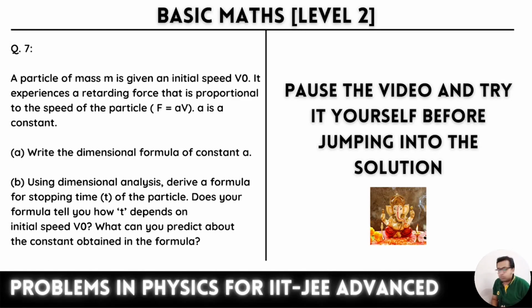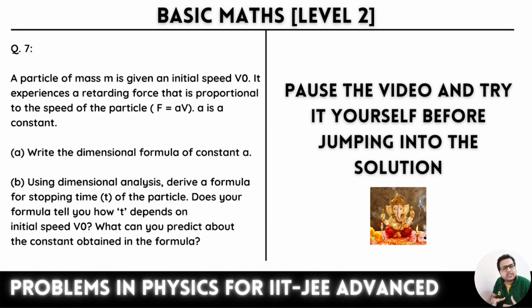So problem number 7. A particle of mass m is given an initial speed v0. It experiences a retarding force that is proportional to the speed of the particle, F is equal to a v, where a is a constant, small a. So definitely a very straightforward observation. We have a particle of mass m moving with an initial speed v naught.